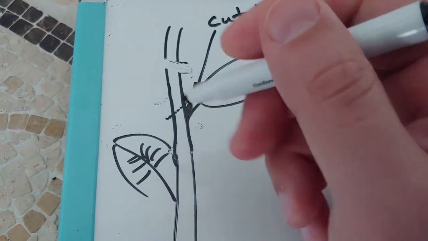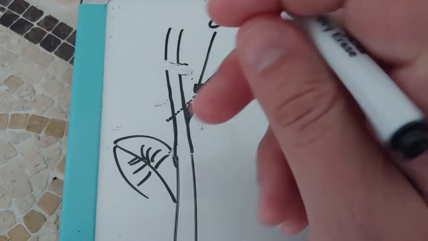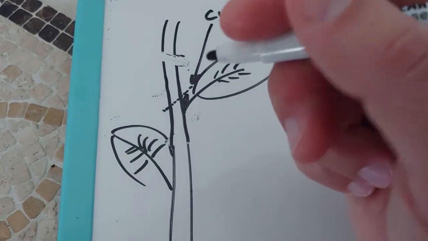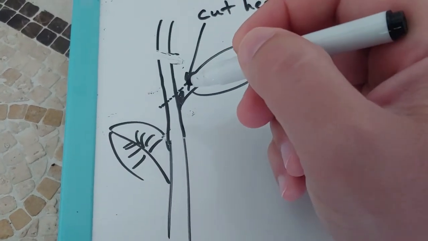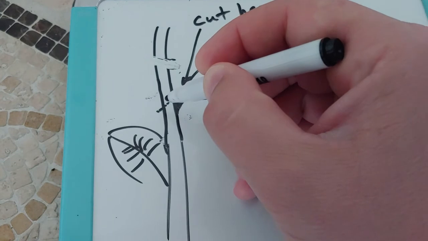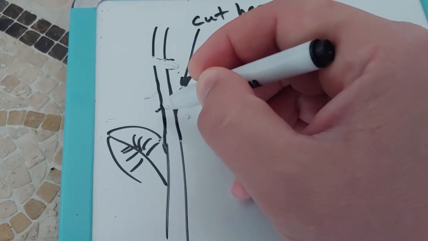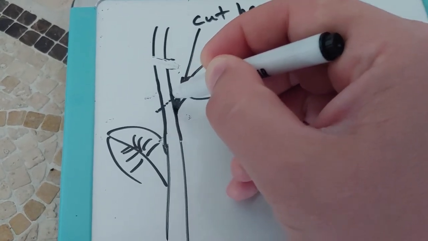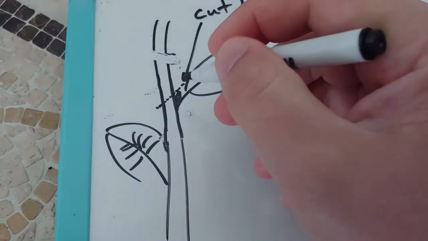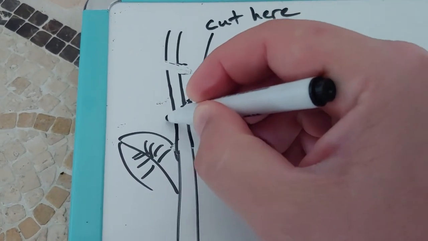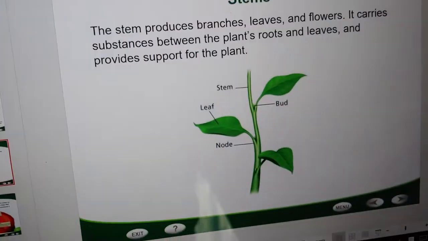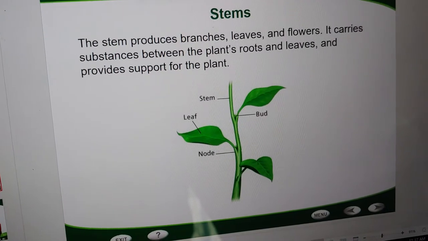In the meantime, you could get something like Elmer's glue. You know, the white glue that you use when you do arts and crafts. Elmer's glue is non-toxic. You just put a couple of drops of Elmer's glue right there and it'll start drying up and form kind of like a natural band-aid for the rose bush. So that's a little hint. Whenever you see a bud, just cut slightly above at an angle, okay? So those are different parts of the stem. Next slide.